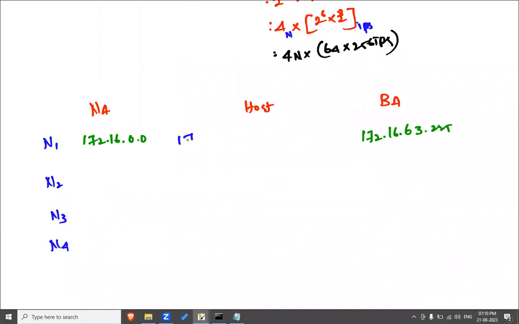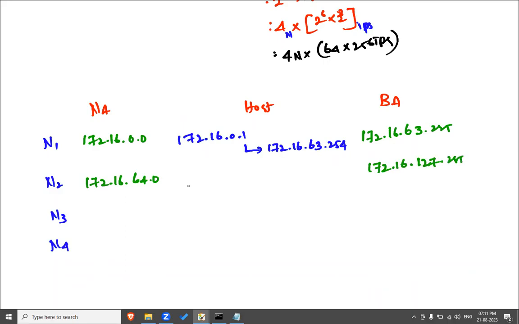So here the first host IP address is 172.16.0.1, and from there up to 172.16.63.254. This is the range. Next network: 172.16.64.0. Here the broadcast is 172.16.127.255. Can you see 64 to 127, and then 0 to 255? You should practice these.